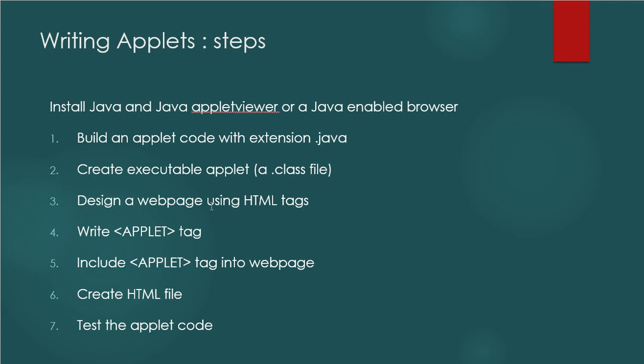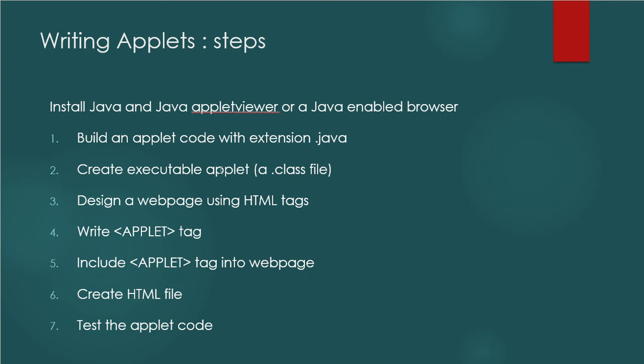Okay, so you'll be creating an HTML file using the HTML tags, and inside that you will add a tag called the Applet Tag. Inside the Applet Tag, you can add your .class file. Then you will be saving the HTML file and you will be inputting this HTML file either to an applet viewer or to a web-based browser for testing the code.